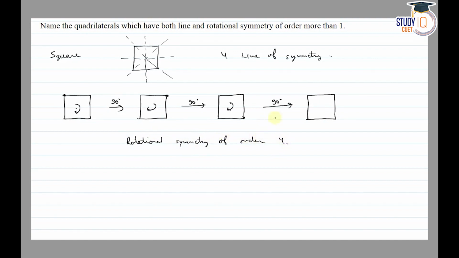4. So here line of symmetry is 4 and rotational symmetry of order 4, जो कि हमारे मोर देन 1, एक से ज्यादा है. थैंक यू.